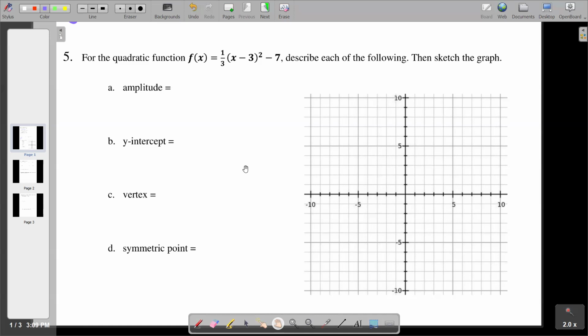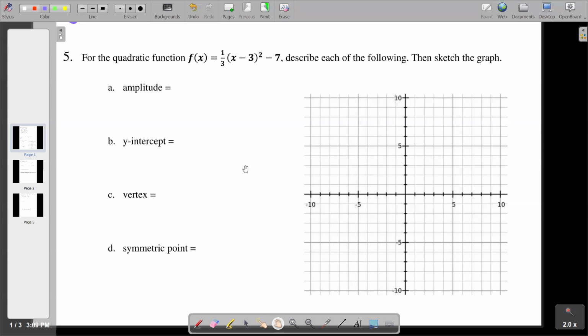So let's look at that equation in problem 5, first of all. Tell me about it, like right now. Where's it going to go? To the right. It's going to go right 3. What else? Down 7. There's going to be the vertex. It's going to open up or down? Up. Skinny or fat? Fat. So remember, that's how we approach graphing in my class.